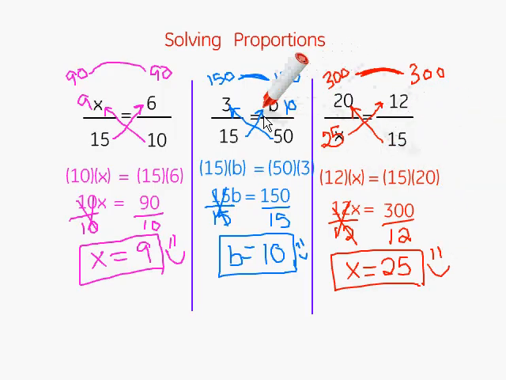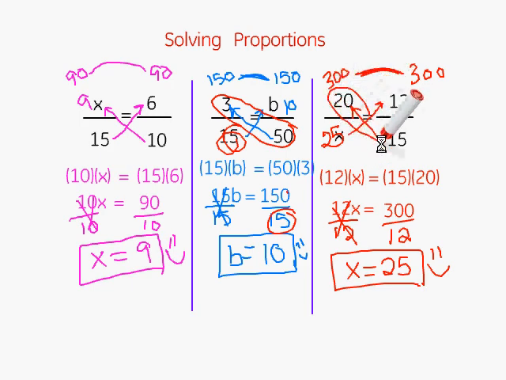So to solve for the variable, each time you want to multiply the two numbers diagonal and then divide by that number that's across from the variable. So each time you multiply the two numbers that are diagonal from each other and then divide by that number that's with your variable.